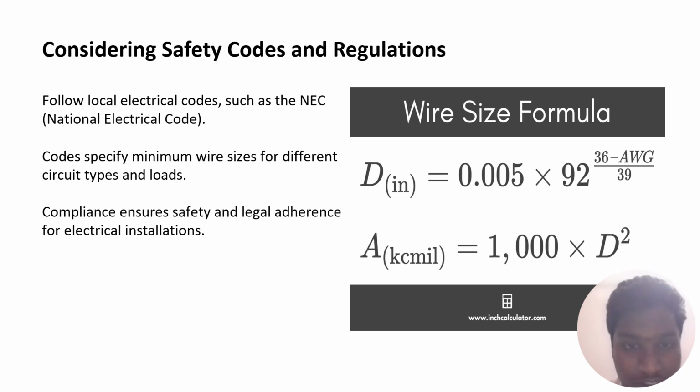In this slide there are safety codes and regulations: the electrical codes such as the NEC, National Electrical Code. Codes specify minimum wire sizes for different types and loads. We use the wires as per the current consumed. This is considering safety codes and regulations.